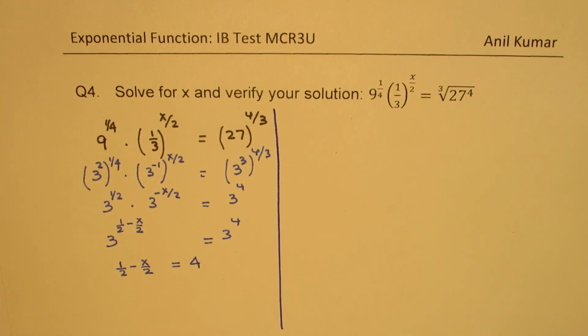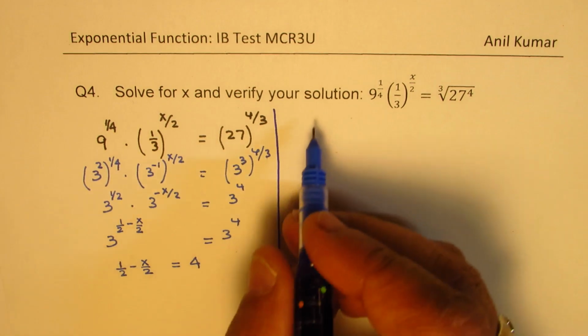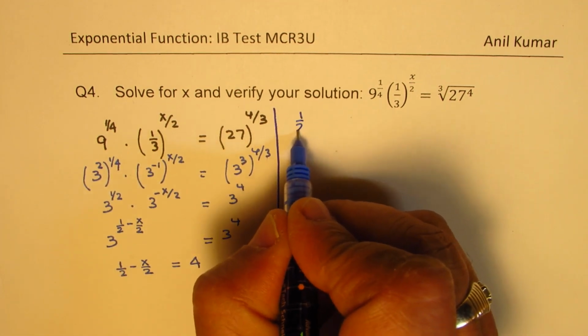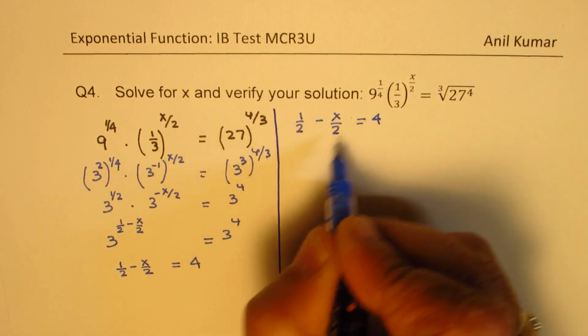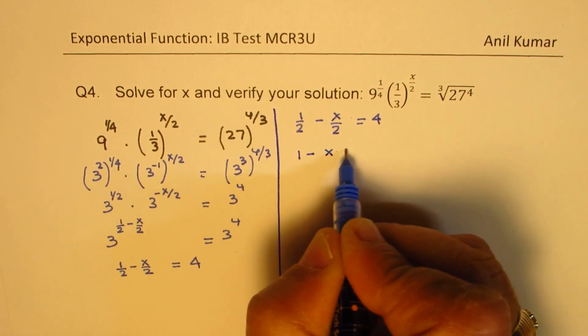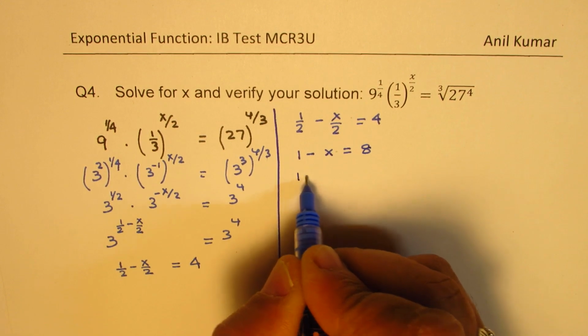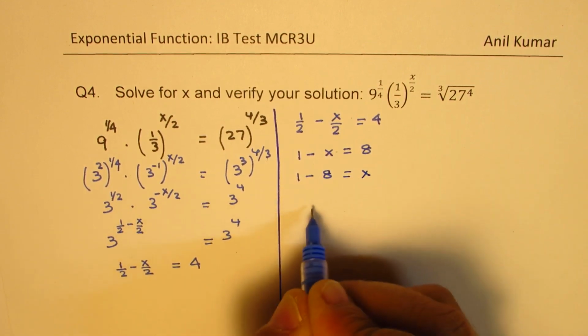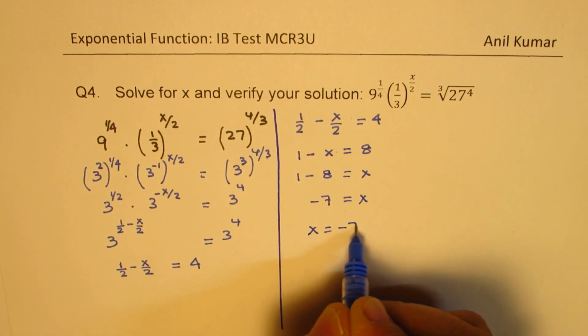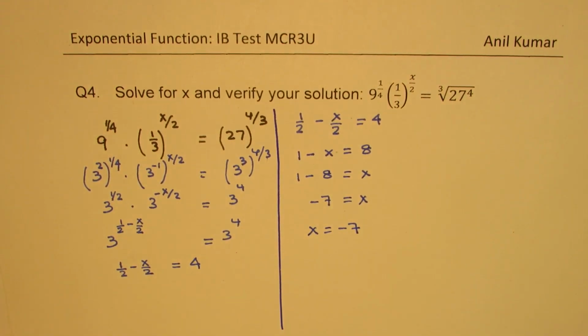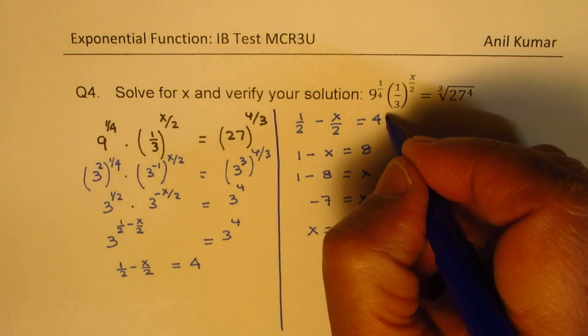So multiplying by 2, let's do it here. So we have half minus x by 2 equals 4. Multiplying by 2, we get 1 minus x equals 8, or 1 minus 8 equals x. Minus 7 is the value of x, right? So we get x equals minus 7. So that becomes the solution for the given equation.